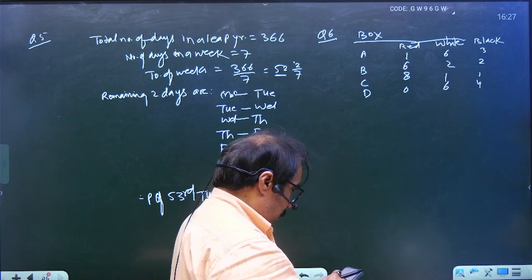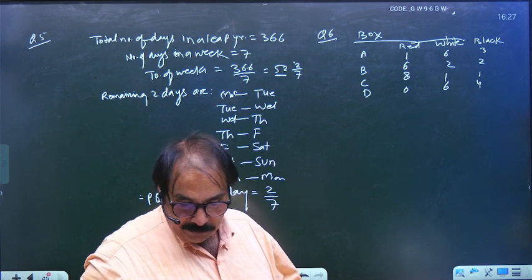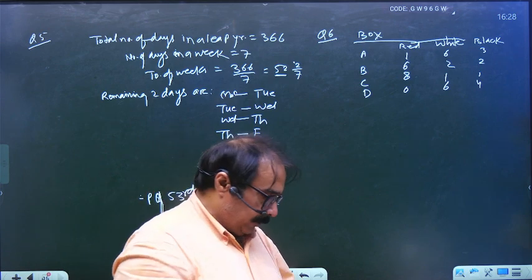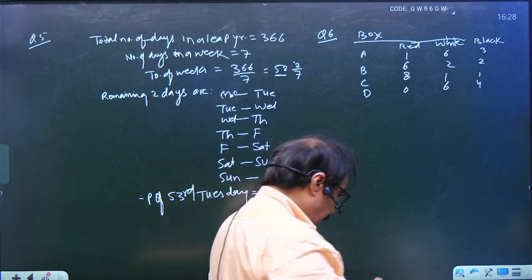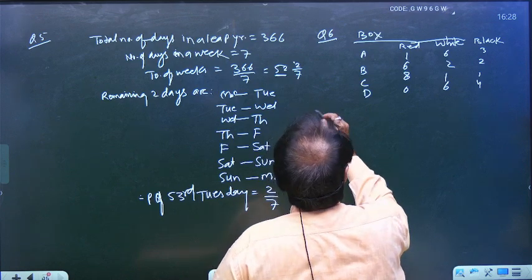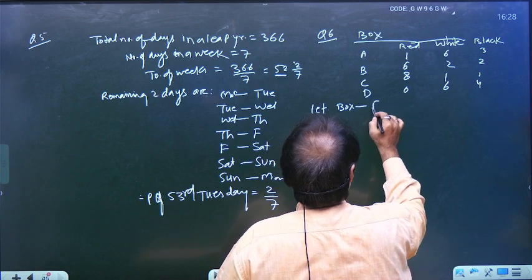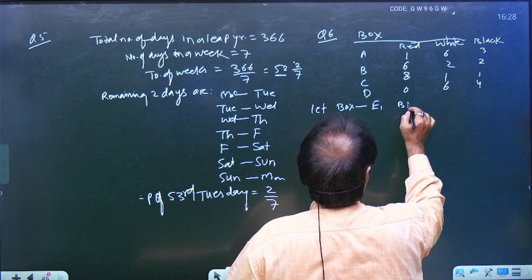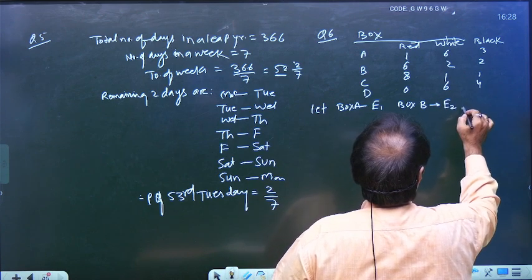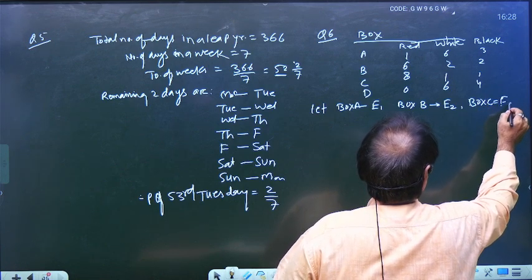One of the boxes has been selected at random. A single marble is drawn from it, and the marble is red. Find the probability that it was drawn from box A, box B and box C. Let box A be E1, box B be E2 and box C be E3.